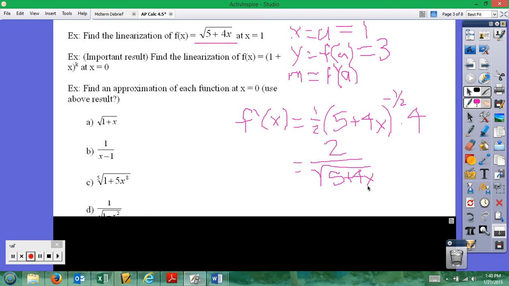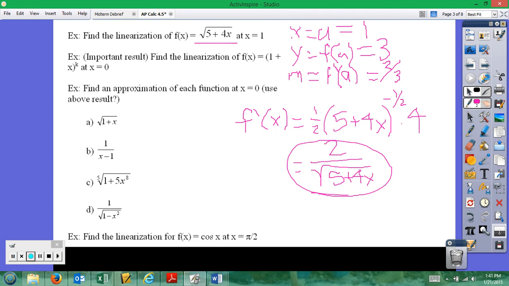2 over the square root of 5 plus 4x. So f prime of 1 would be plug a 1 into this guy right here. 4 times 1 is 4 plus 5 is 9. The square root of 9 is 3, so I've got 2/3 as my f prime of a. Therefore, if I'm using the linearization form of the tangent line, it'd be L of x equals f of a plus f prime of a times x minus a, and there's my tangent line. So I can use that to estimate values very close to x equals 1.